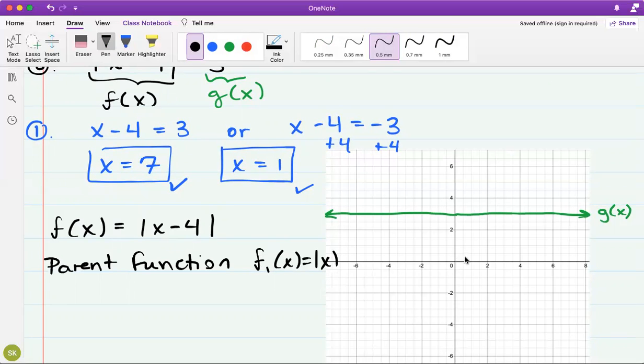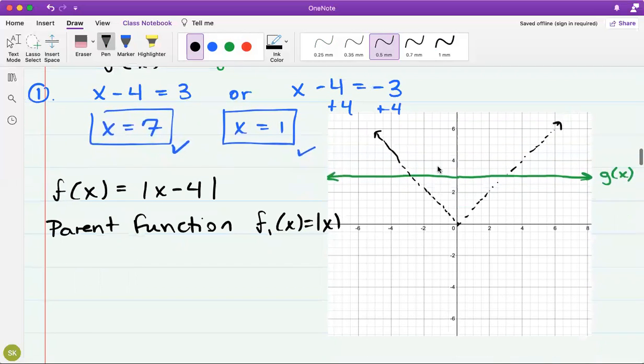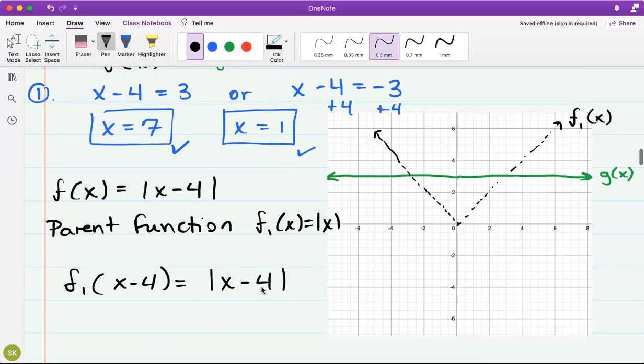So let's draw the parent function. And I'm just going to sketch the parent function here. So it looks something like that. And then how do I go from the parent function to this? What do I have to do to this function f1 of x? So this is f1 of x. Well, to get this one to look like this one, what I need to do is plug inside f1 x minus 4. That will give me x minus 4.